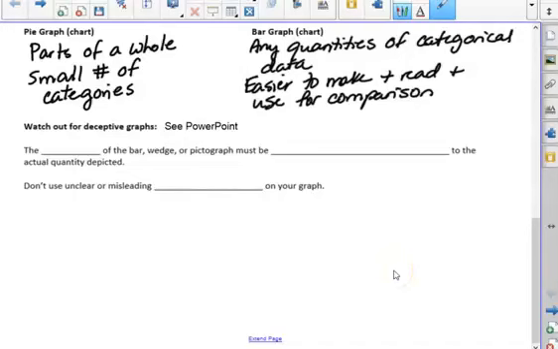So to summarize, when we're talking about graphs, the bar, the wedge, the pictograph, which is when you use a picture like the books or the doctors instead of a bar, the area of the bar, wedge, or pictograph must be proportional to the actual quantity represented. And we saw that many times that it was not. And don't use unclear or misleading scales on your graph. That was the other area that we saw created a lot of deceptive, misleading, or confusing graphs.